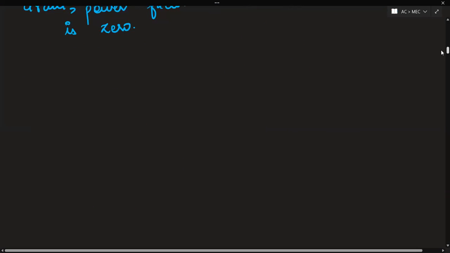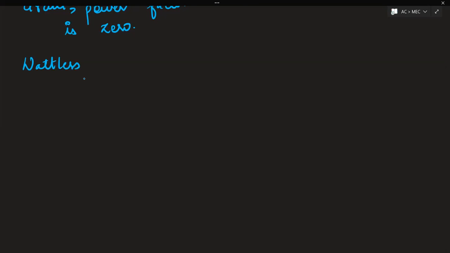Wattless current is basically, what is the SI unit of power? Watt, not what. So wattless means no power. From here only you can identify. So wattless current.